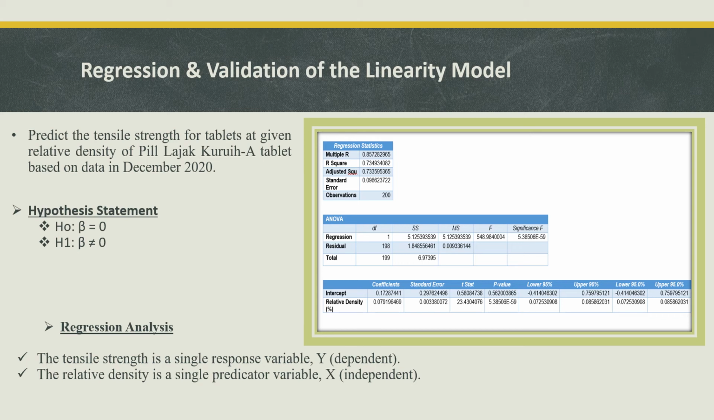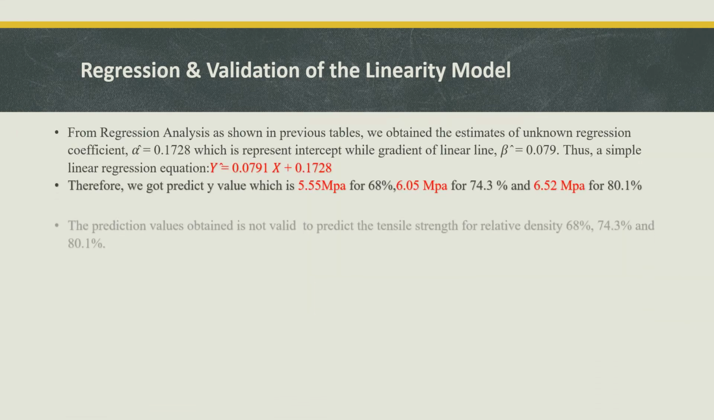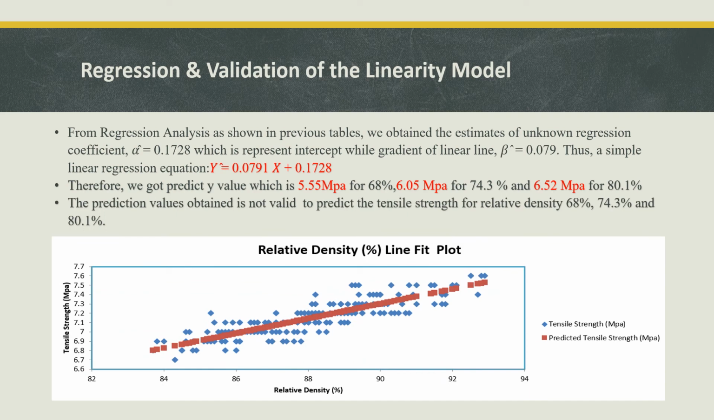With this table, we can find the values of alpha and beta, where alpha is the coefficient of the intercept, 0.1728741, and beta is the coefficient at relative density, 0.079196469. Hence, the equation obtained here is y equals 0.0791 multiplied by x plus 0.1728.